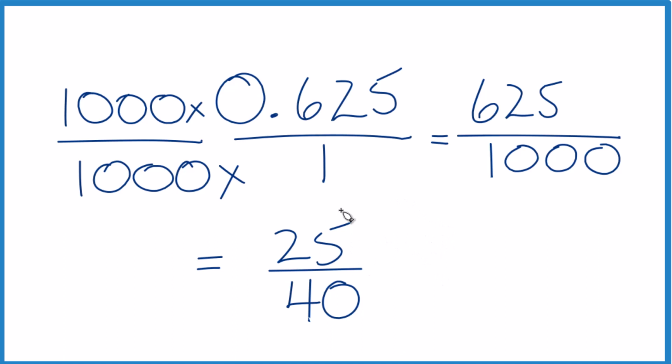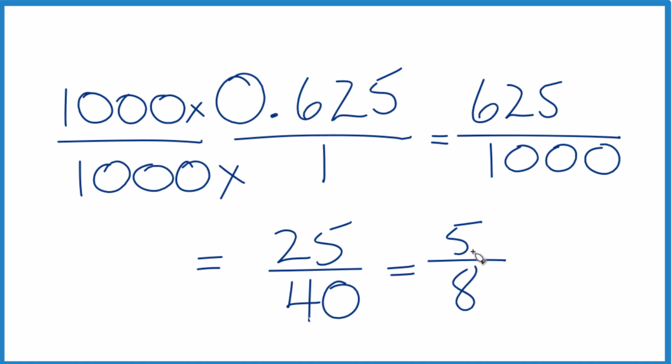So it looks like 5 would go into both of these numbers. 25 divided by 5 is 5. 40 divided by 5 is 8. And now we have our final fraction in the lowest terms, in the simplest form. The decimal 0.625 equals the fraction 5/8. And they're the same value.